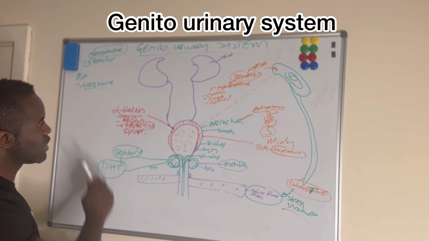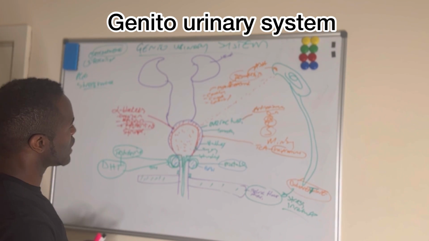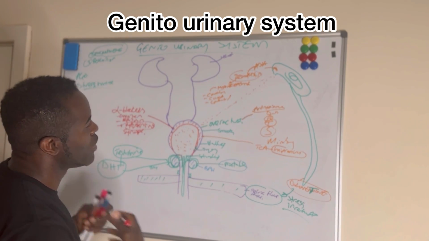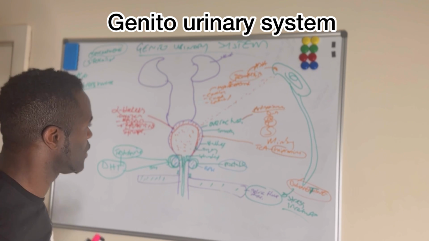So very important you learn about your alpha blockers. By giving alpha blockers, we're going to prevent muscle contraction, and by preventing muscle contraction, we can retain urine better.